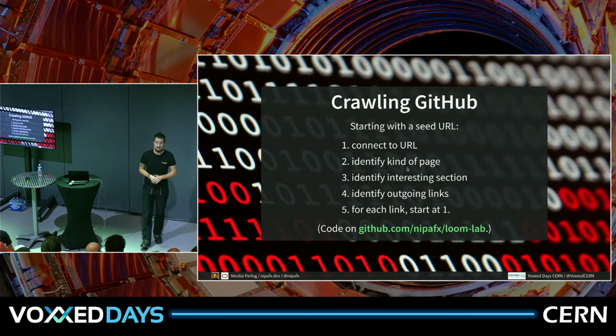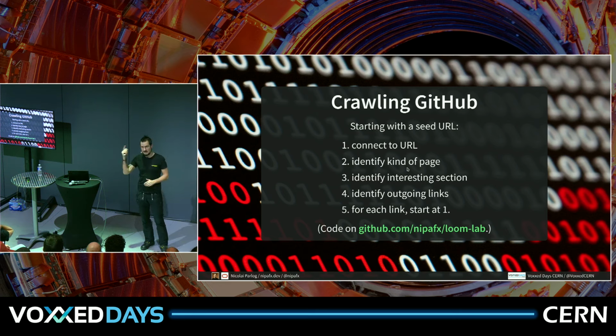So I wrote a GitHub crawler. This is actual real-life code. You can find that on GitHub. It's in a project called Loom Lab, because it also uses virtual threads. So it uses one half as virtual threads, one half as data-oriented programming. You can check it out there.